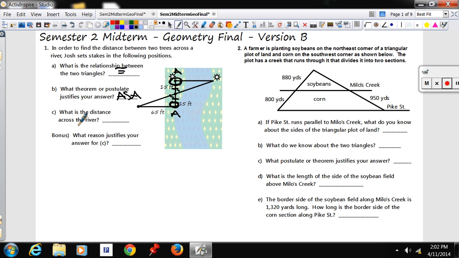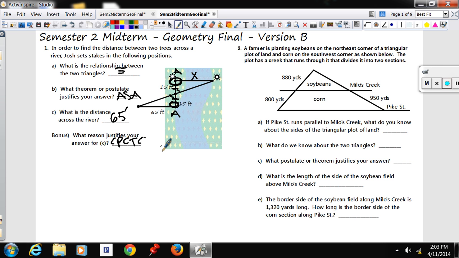What's the distance across the river? What corresponds to this side right here? 65 corresponds to the X. So that's going to be 65 feet. And then what reason justifies your answer is that all corresponding parts of congruent triangles are congruent. So that was number 1 on A and B, and it was the other numbers on C and D.